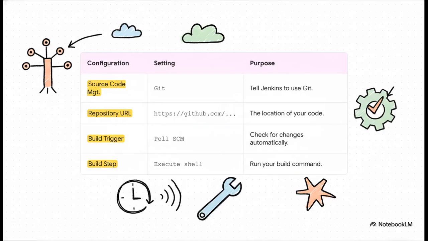And setting this up in Jenkins, it's really straightforward. You just have to fill in a few key fields in your job configuration. You tell Jenkins you're using Git for source code management, and you give it the URL to your repository. For the trigger, you'll choose poll SCM, which just tells it to check for changes automatically. And finally, in the build step, you just tell it what command to run. That's really all it takes to link your code directly to your automation.